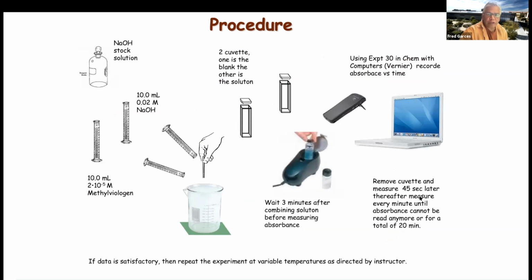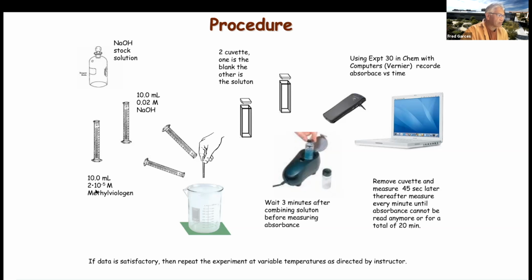This is a pictorial diagram. Now, don't just copy this, okay? But this is a guide as to what's going to happen, how you can do your own pictorial diagram. You have a sodium hydroxide stock. That concentration will be given to you. You've got two 10 milliliter graduated cylinders. The sodium hydroxide is about 0.02. It'll be more specific when you watch the video.